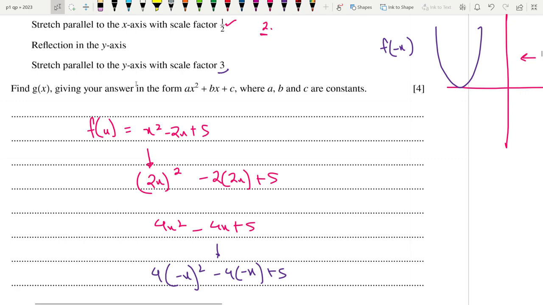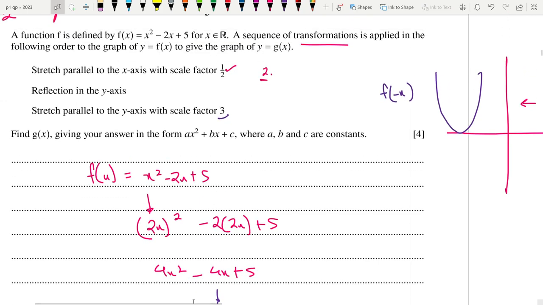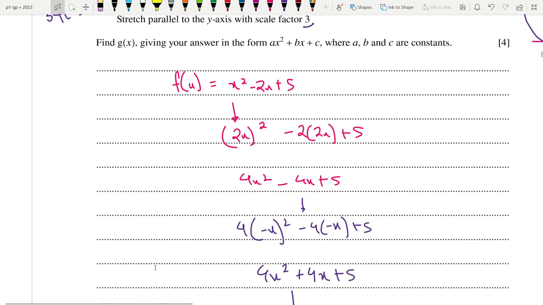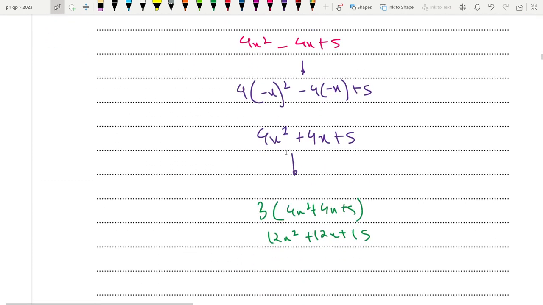Next, stretch parallel to the y-axis with scale factor 3. I just taught you it's just going to be 3 times f(x), so 3 multiplied by the whole function itself. So 3 multiplied by the whole thing gives us an answer of 12x squared plus 12x plus 15. So that's how you do it. Okay, see if that's fine.